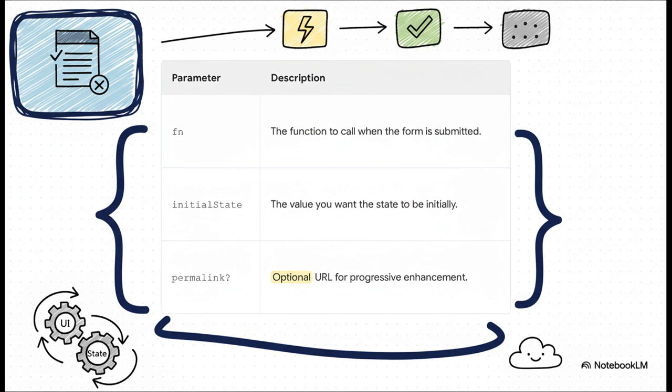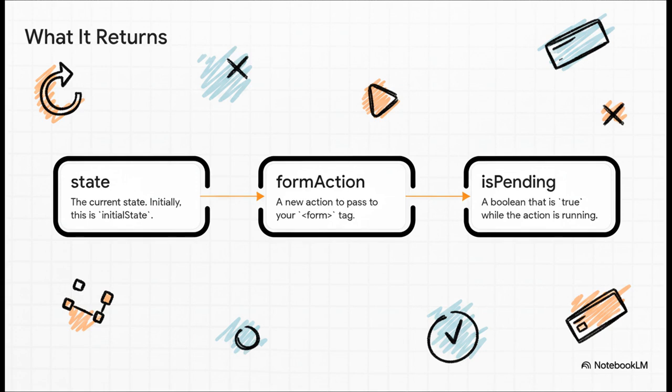Now, there is an optional third argument, permalink, which is a seriously powerful feature for server components, and we'll circle back to why that's such a big deal in a bit. Now, in return, the hook hands you back an array with three incredibly useful items.